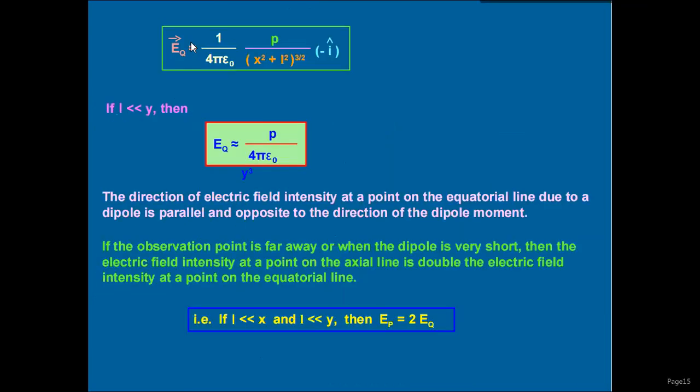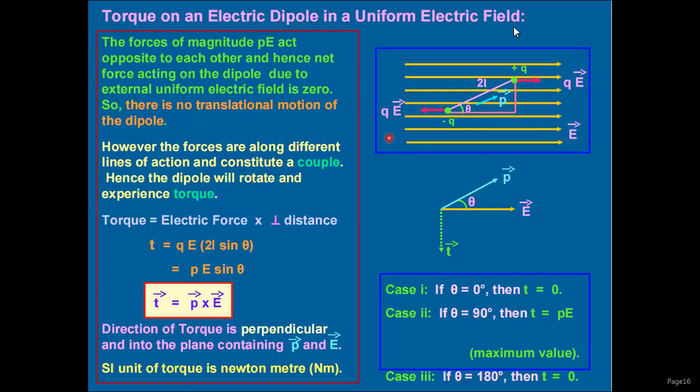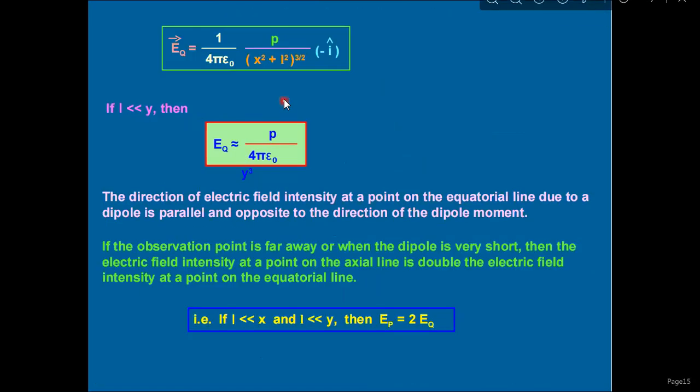So the electric field at point Q, we get this one. If l is much less than y, then we can approximately write the electric field EQ equals to this one. So the direction of electric field intensity at a point on the equatorial line due to a dipole is parallel and opposite to the direction of the dipole moment.